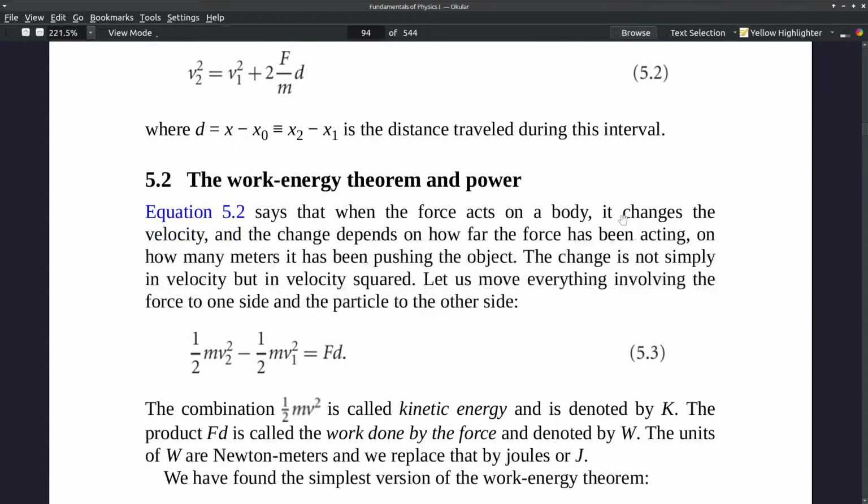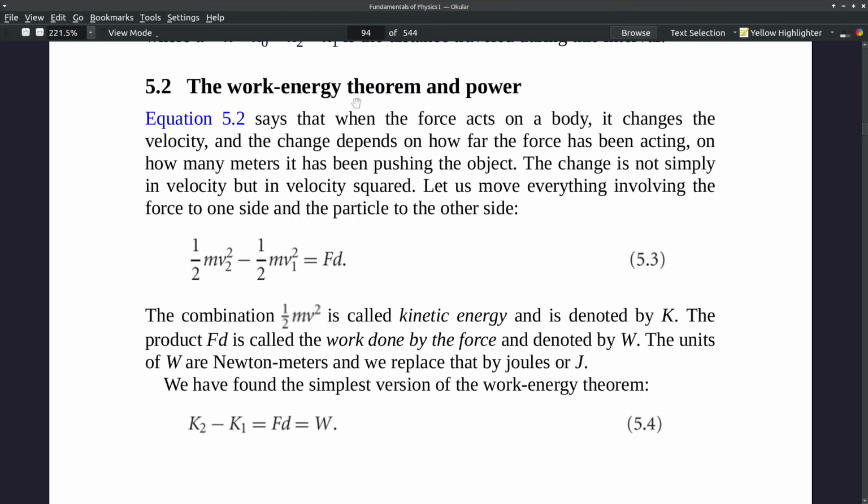Where d equals x2 minus x1 is the distance traveled during this interval. 5.2, the work energy theorem and power. Equation 5.2 says that when a force acts on a body, it changes the velocity, and the change depends on how far the force has been acting, on how many meters it has been pushing the object. The change is not simply in velocity, but in velocity squared.